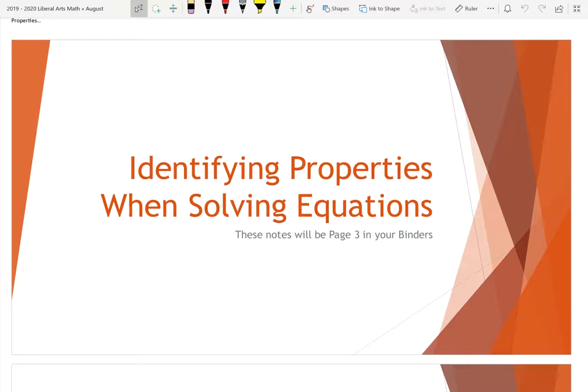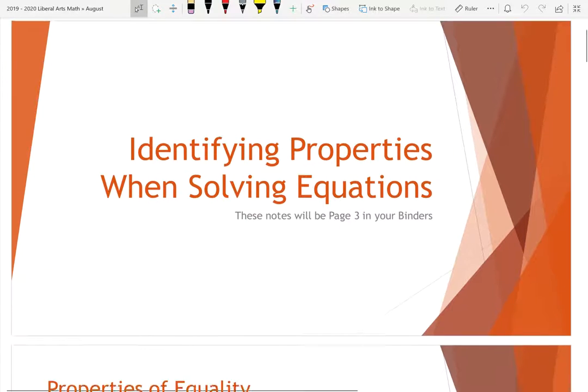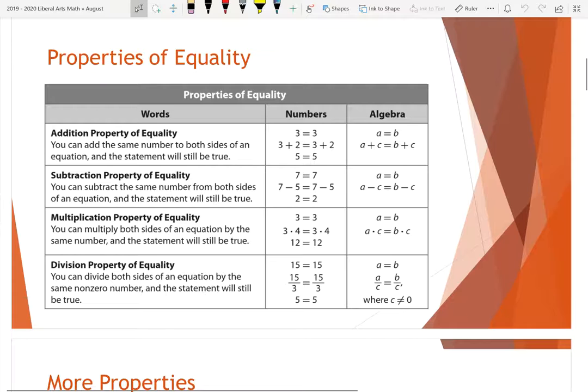Okay, so here we're looking at topic two, which is identifying properties when solving equations. So let's begin by looking at these properties. Some of them you kind of already know. Some of them you're used to seeing in Algebra 1. Maybe you don't remember what they're called, but we're going to review them, and then we're going to talk about how we solve equations using them.